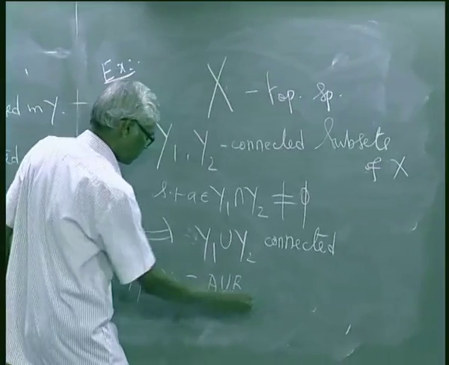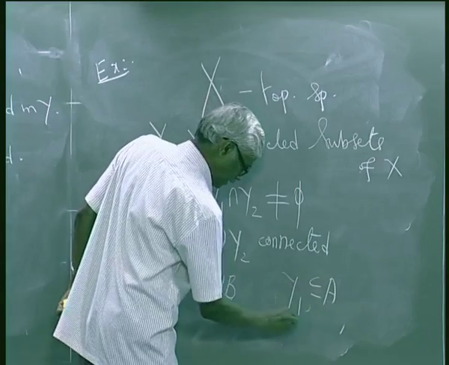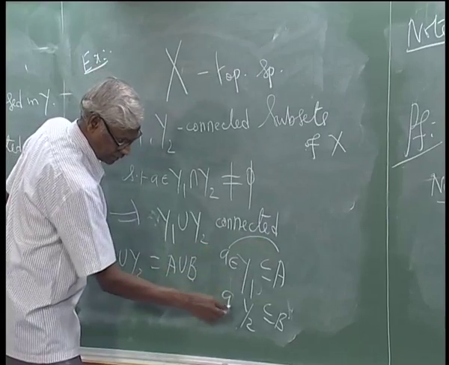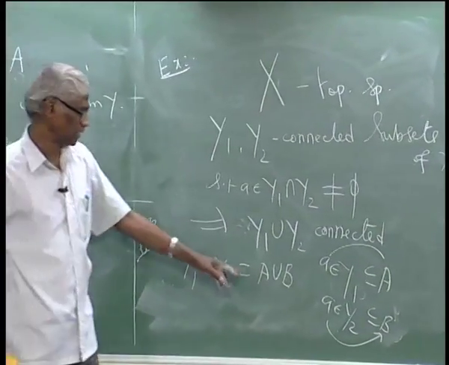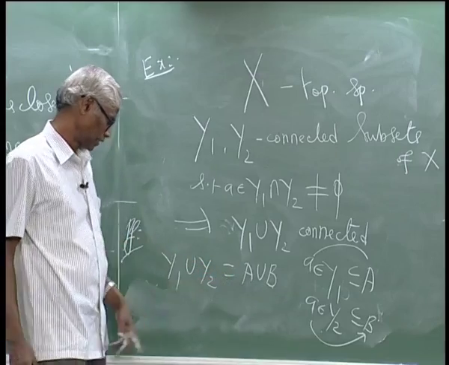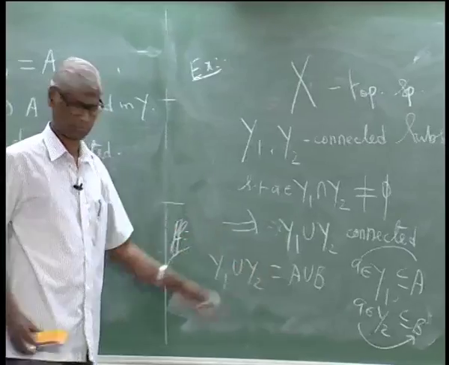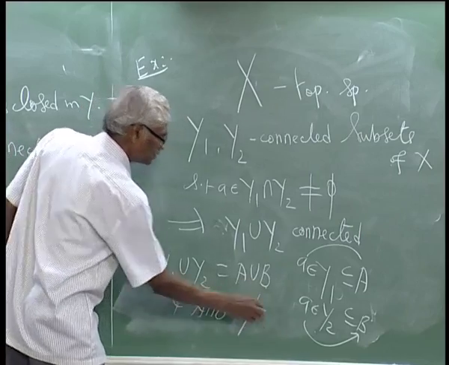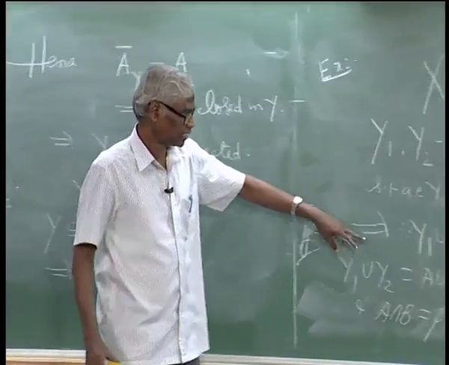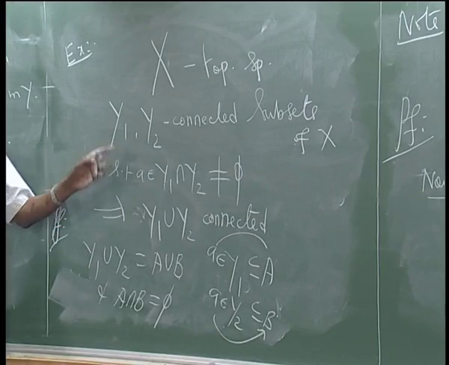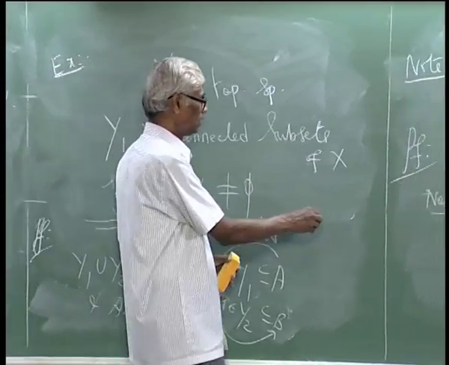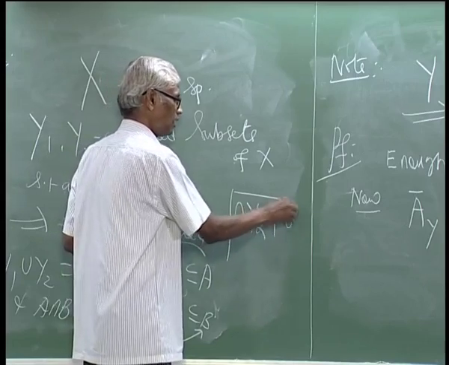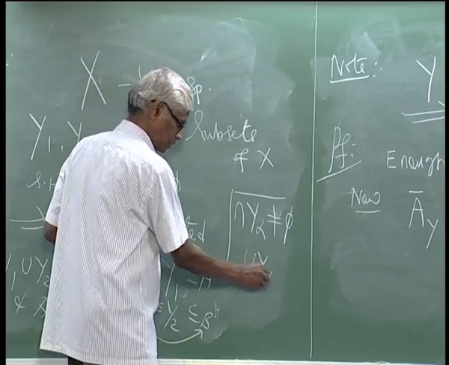If Y1 is a subset of A and Y2 a subset of B, then the common point is in A and in B. That gives A intersection B non-empty, but a separation means they are open sets with A intersection B empty. So we cannot have a separation, which implies the union is connected. Exactly using the same idea, we can prove that if each Y alpha is connected and the intersection of the Y alpha is non-empty, for a family, then the union of Y alpha is also connected.